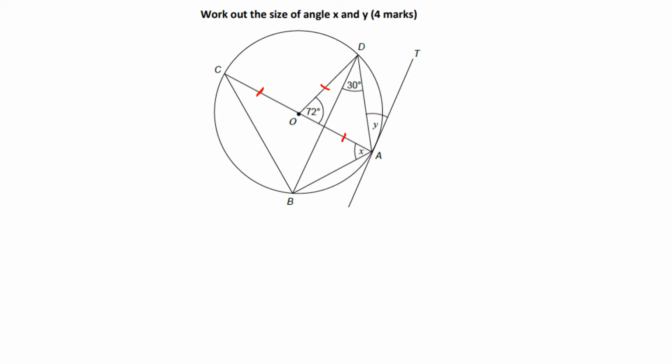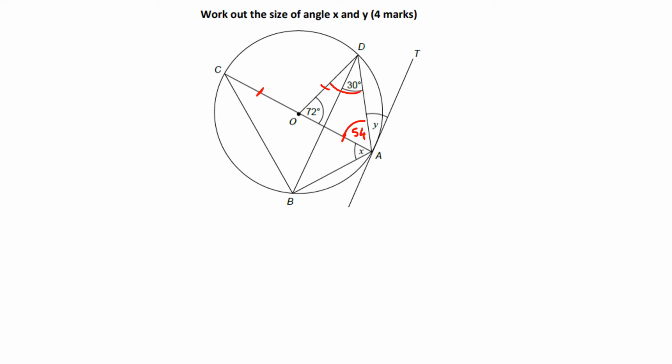So where do we actually want to start here? Well, let's use the isosceles triangle first, shall we? So we've got here 72 degrees, and that means that the other angles in that isosceles triangle must be 180, take away 72, divided by 2, so that's 54.